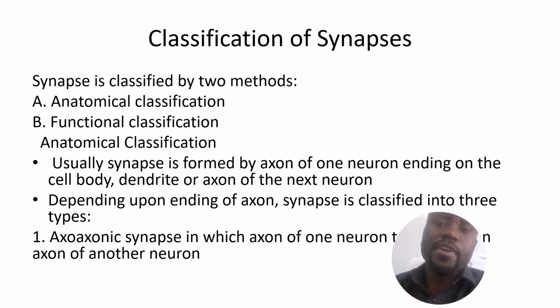So let's classify synapses. Neurons tend to connect one to the next to ensure neurotransmission, or transmission of impulses, from one neuron to the next. And these synapses are classified depending on the anatomy, how they connect neurons, and also depending on how impulses are transmitted, that is, physiologically.